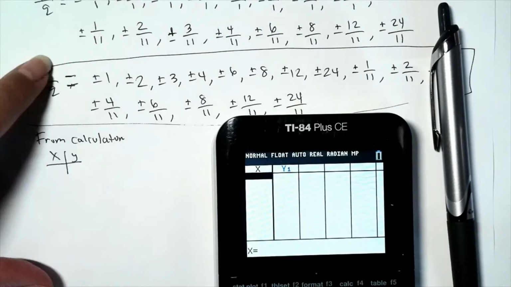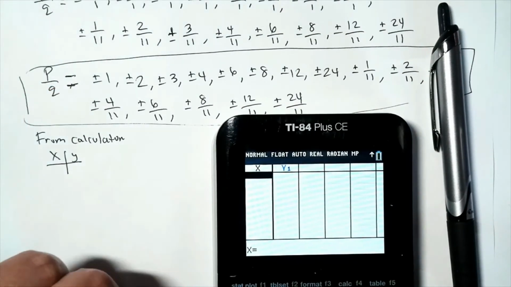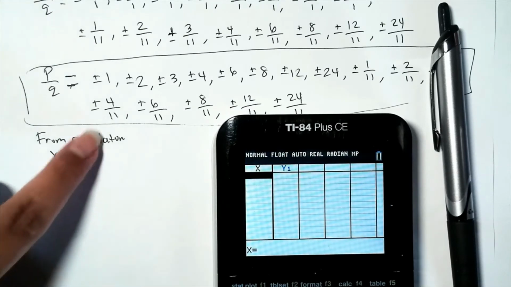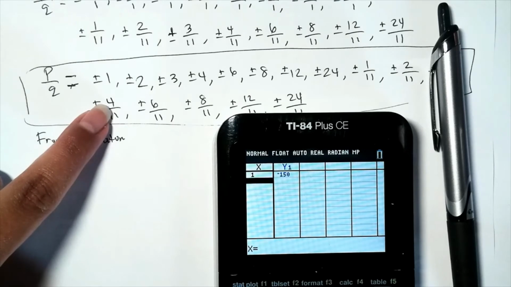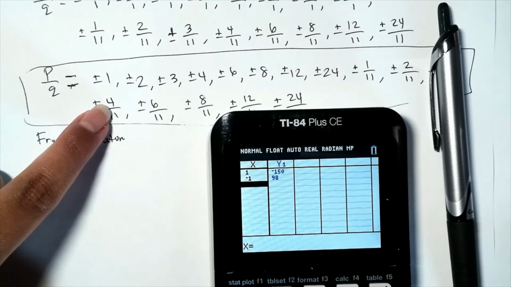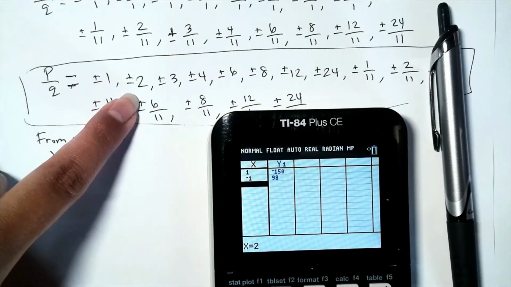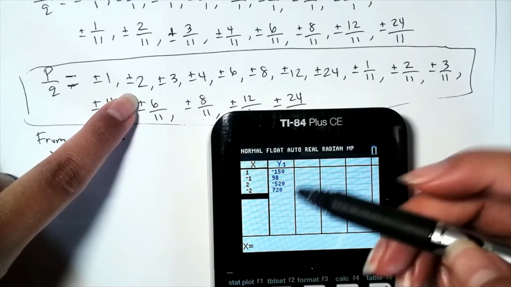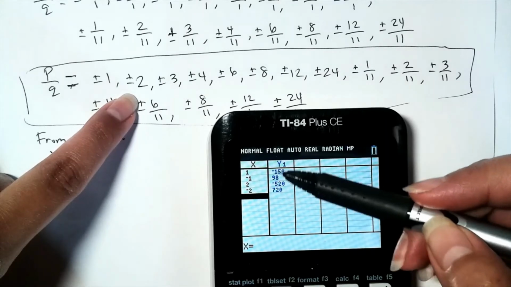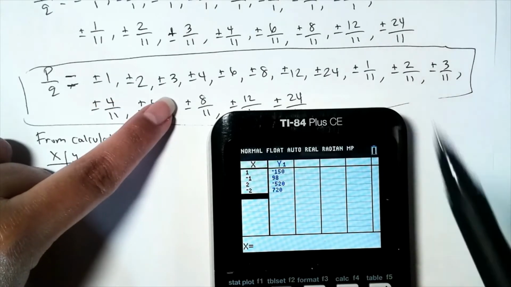The first one that we're going to test out is 1. Let me make this a little bit darker. Okay, cool. Let's test out 1. Is that a 0? Nope. How about -1? Nope. How about 2? Nope. How about -2? No. How can we tell that they're not 0? Because if these are zeros, then that will make the function 0, and no. So let's keep testing them.